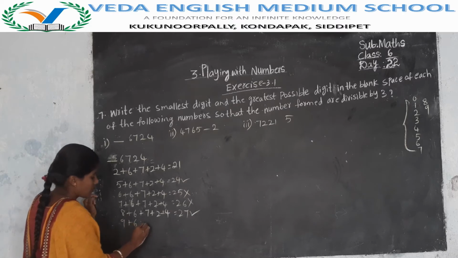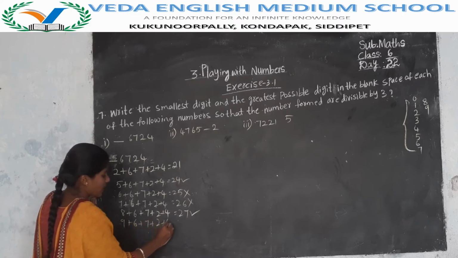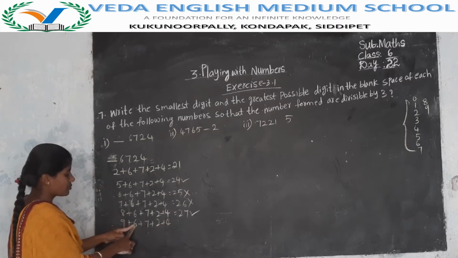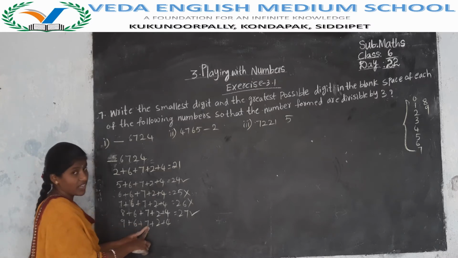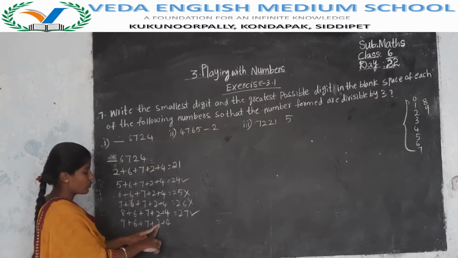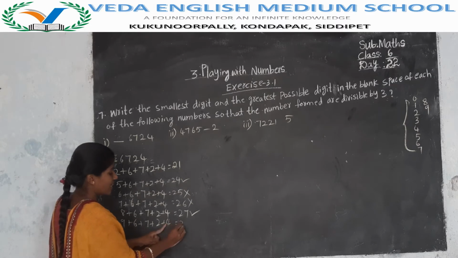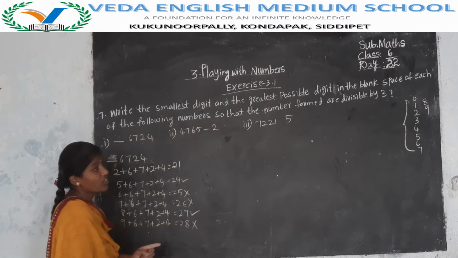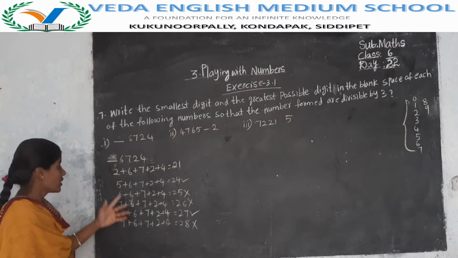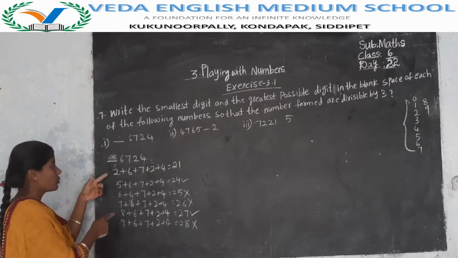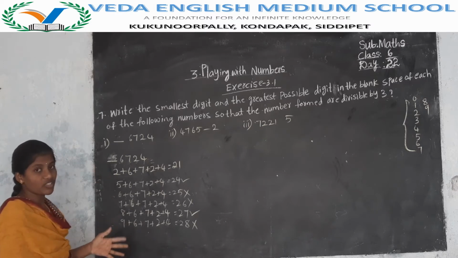9 plus 6 plus 7 plus 2 plus 4. 9 plus 6 is 15. 15 plus 7 is 22. 22 plus 2 is 24. 24 plus 4 is 28. Is 28 divisible by 3? No, it is not divisible. So 2, 5 and 8, these numbers are divisible by 3.